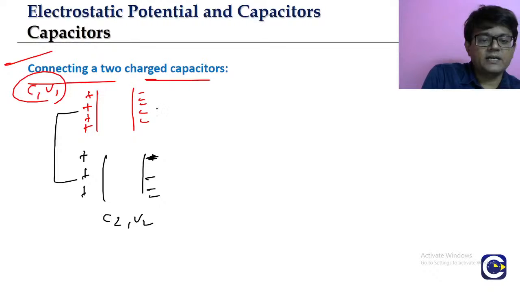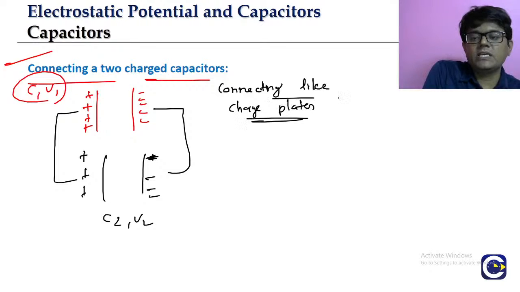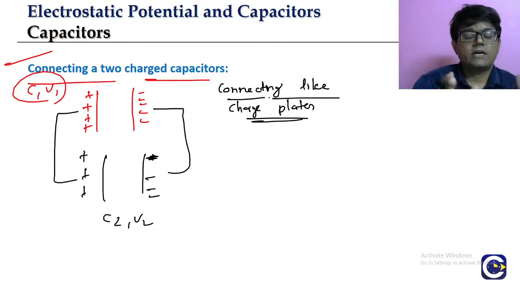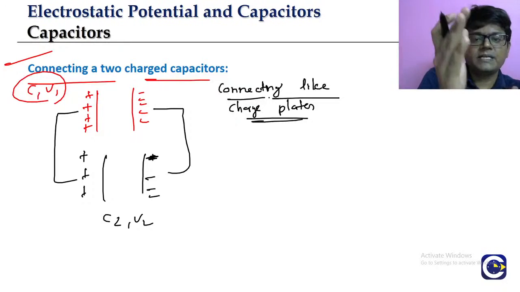If we connect like this, this is called connecting like charge plates. They will actually give this wording also. When you connect the capacitors, we are connecting the like charge plates, means positive and positive connected, and negative and negative connected.